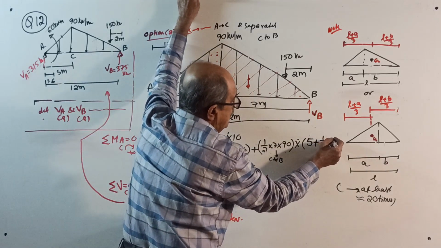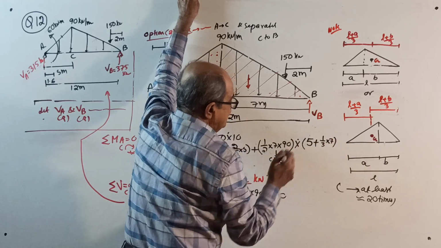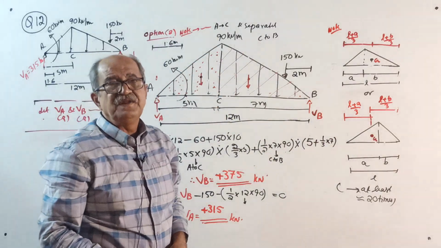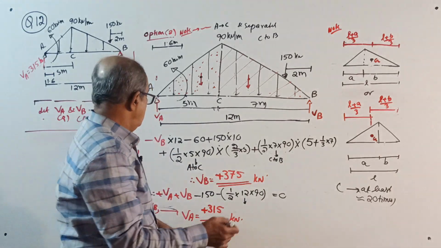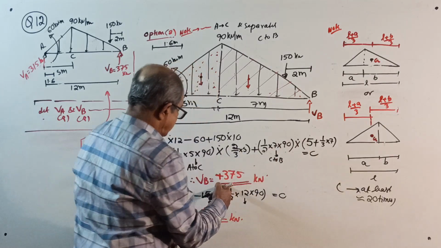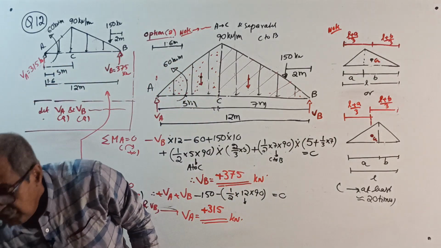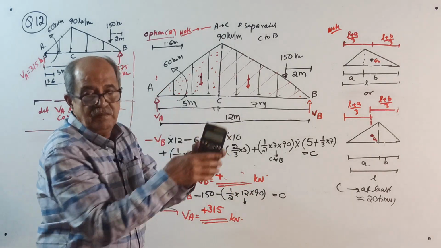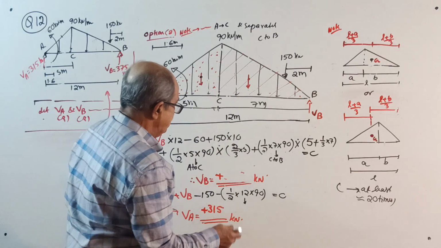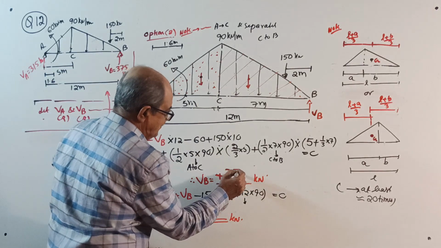I will not explain why 1/3, 2/3. If by this time you are not clear which is 1/3 and which is 2/3, go somewhere else for studying. Do not use my class. Equal to 0, you get the value of VB: .375 kilonewton. Confidence, I told.